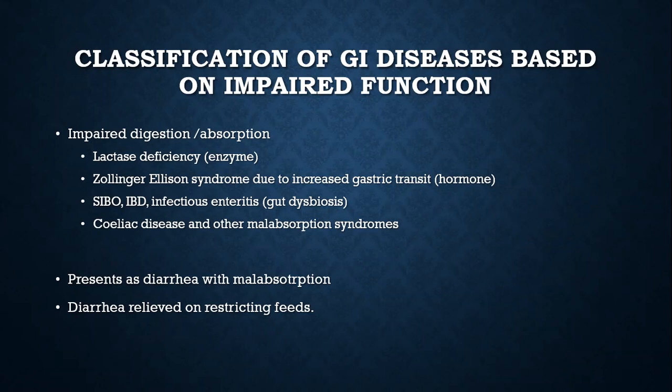Similarly, gastrin is needed for normal acid secretion in the stomach. If there is excess acid secretion, that's called Zollinger-Ellison syndrome. There will be excess gastric transit, which impairs digestion and absorption. Similarly, one example of gut dysbiosis is SIBO, which is small intestinal bacterial overgrowth. When more bacteria are growing, it impairs the normal digestion and absorption. Other examples of this kind include infectious enteritis and inflammatory bowel disease. And we know celiac disease and some other malabsorption syndromes also impair digestion and absorption.